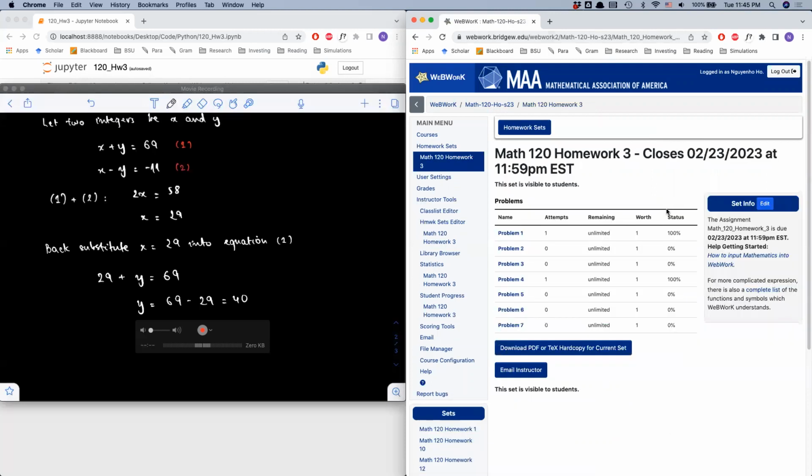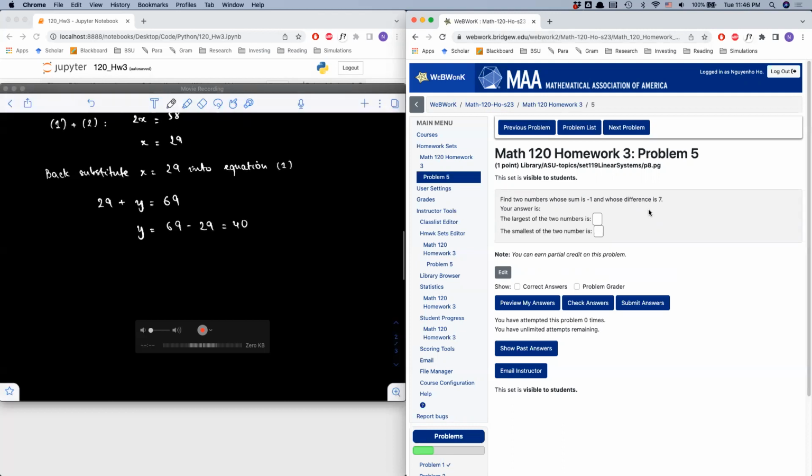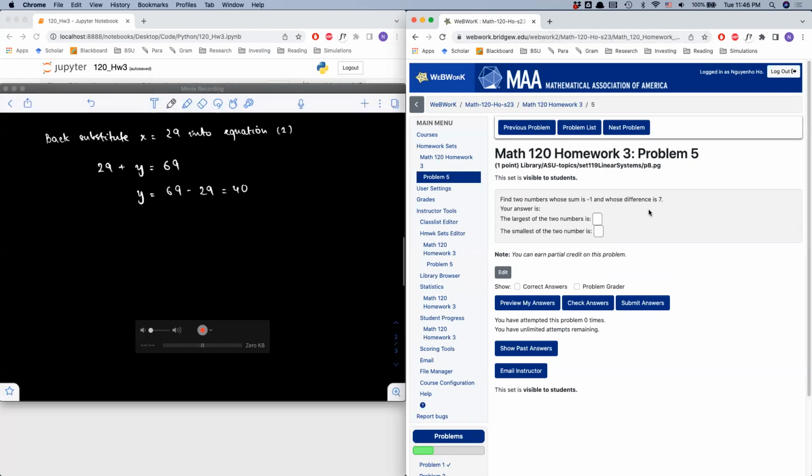All right, so that's problem 4. Let's move on to problem 5. So for problem 5, again, the setup is that you have two numbers, the sum, that means x plus y equal to -1, and the difference, that is x minus y equal to +7. Can you actually do the setup and do the calculations? Again, it's very similar to problem 4, but let me do the setup here.